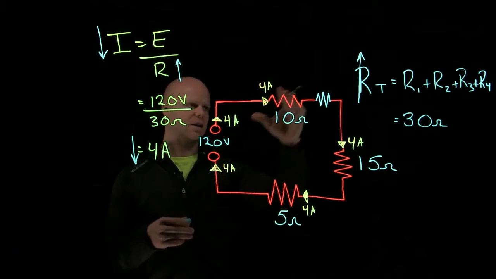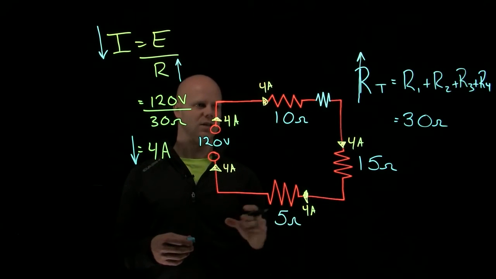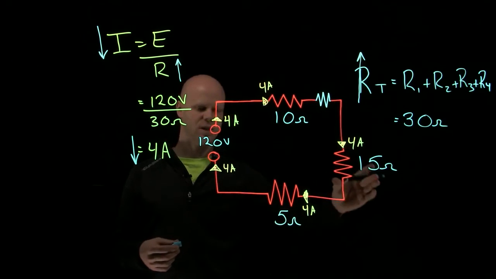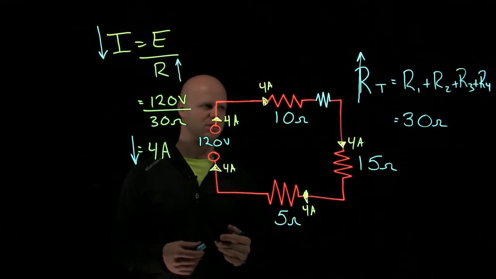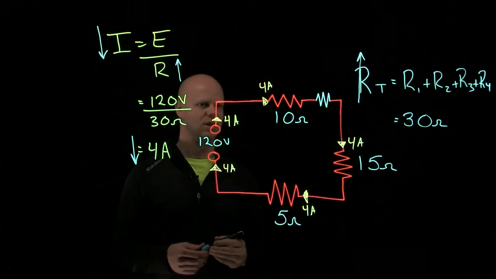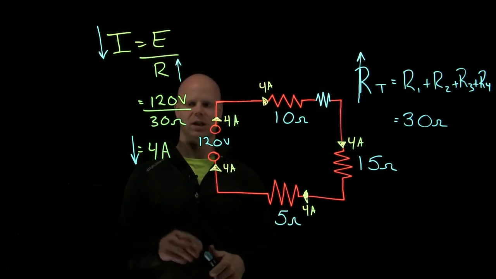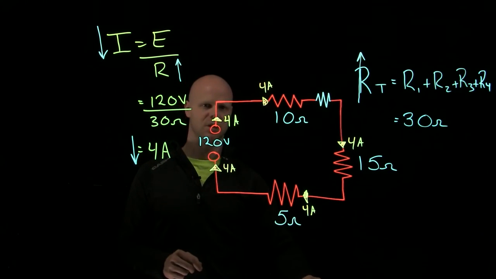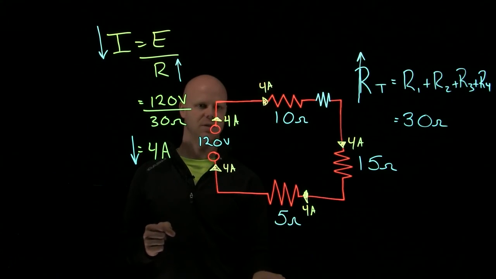Why? Because I added opposition in series. It is now a fewer quantity of electrons that are actually allowed to flow through this circuit. If I have a fewer quantity, I have a lower magnitude. It's going to be something less than 4 amps now. Hope this has helped. See you next time.